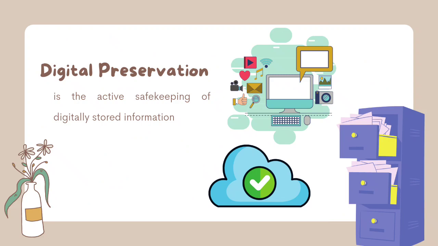Now that we have known the other ways of storing and handling materials in different media, let us know what is digital preservation. Digital preservation is the active safekeeping of digitally stored information. As a part of the formalized efforts of library and archival sciences, digital preservation includes the practices required to ensure that information is safe from medium failures as well as software and hardware obsolescence.